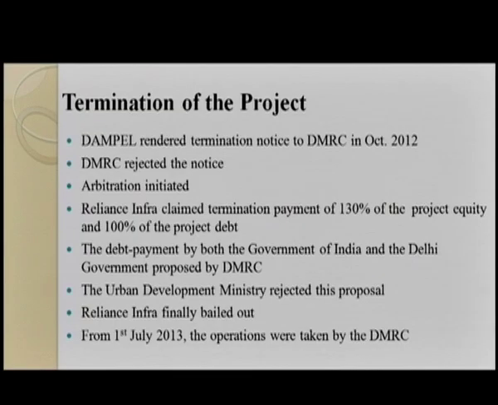DAMEPL rendered termination notice to DMRC in October 2012 and DMRC rejected the notice. Arbitration was initiated. Reliance Infra claimed termination payment of 130% of the project equity and 100% of the project debt. The debt payment by both the Government of India and the Delhi government was proposed by DMRC. The Urban Development Ministry rejected this proposal. Reliance Infra finally bailed out. From 1st July 2013, the operation was taken over by the DMRC.